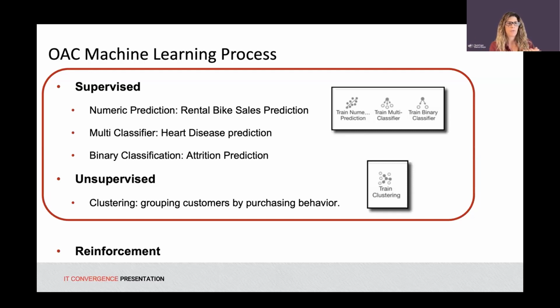Multi-classifier is for results that have more than one classification. Heart disease prediction is like: you're good, you have a 30% probability that you're going to have a heart attack, or 60, or 90. So there are 1, 2, 3, 4 results, right? This is multi-classifier. And binary classification returns 2 results, for example, attrition prediction.